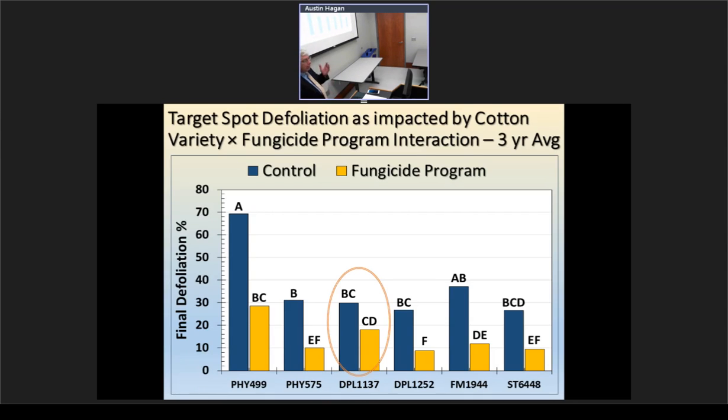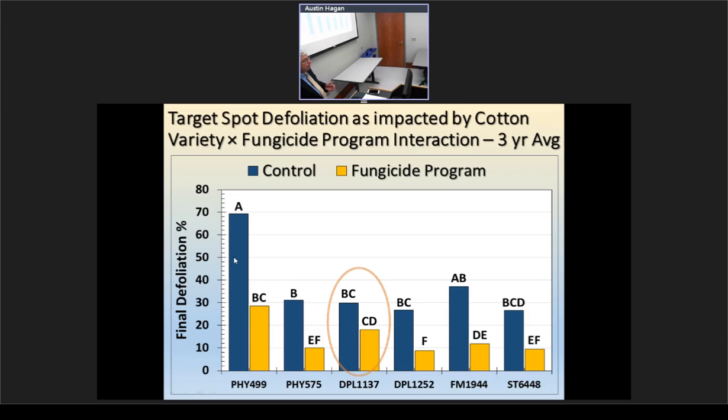So when you look at varieties, as I mentioned before, they do differ in their sensitivity to target spot. If you look at this chart, there are 6 varieties here. This is a 3-year study looking at a non-treated control, a fungicide program, and an umbrella fungicide program, and looking at defoliation. We got a reduction in target spot on all the varieties except for Delta Pine 1137.